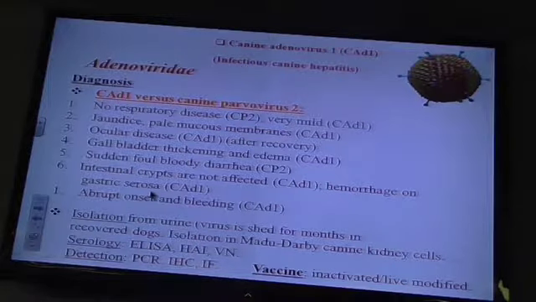The vaccine is, there are inactivated vaccines as well as live modified vaccines. But the live modified vaccine containing canine adeno 2 is used to protect against adeno 1, and usually is given with canine distemper.